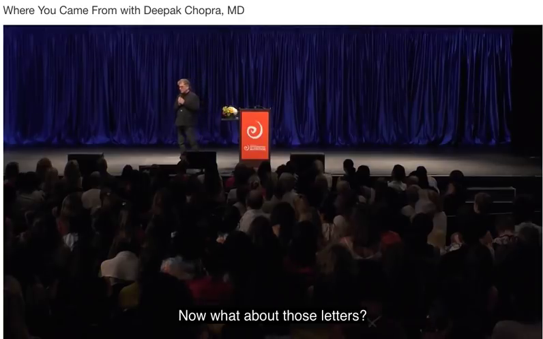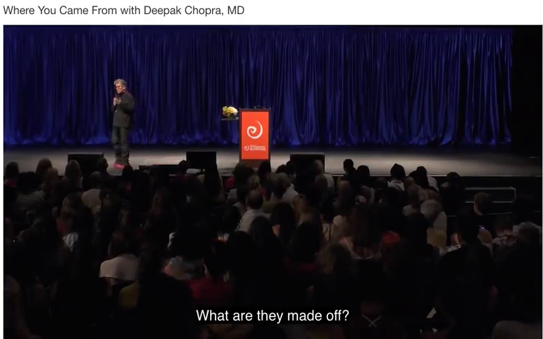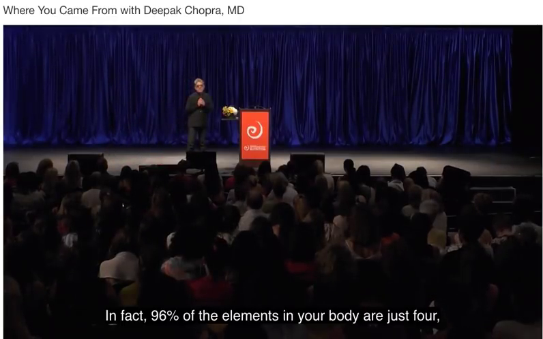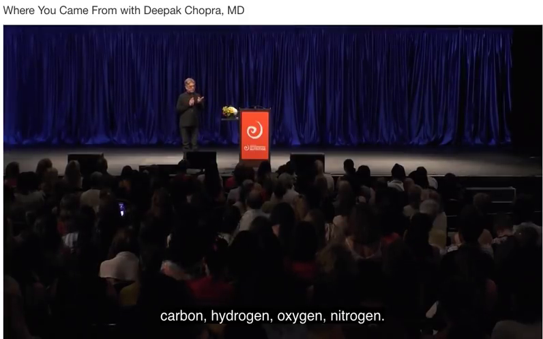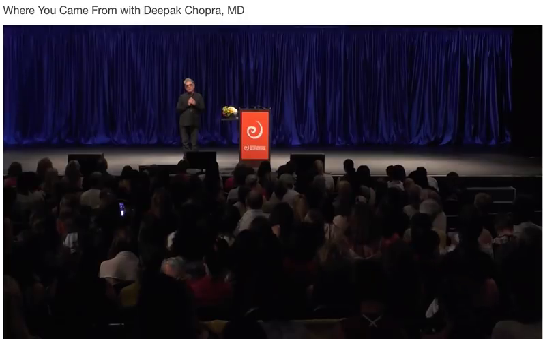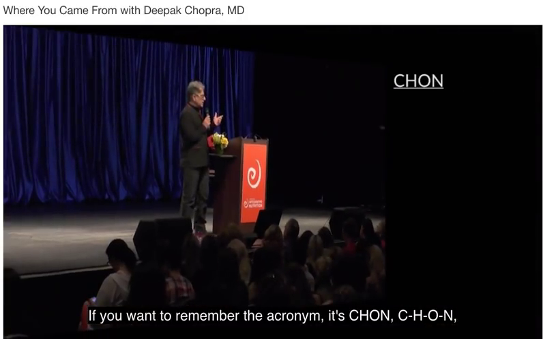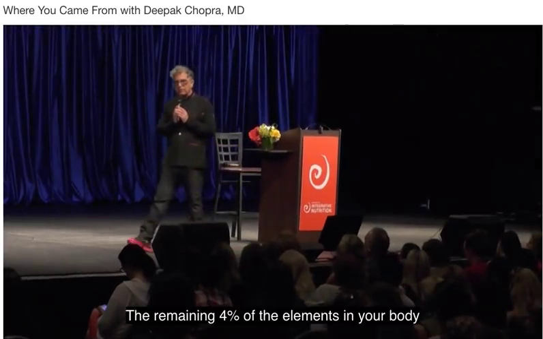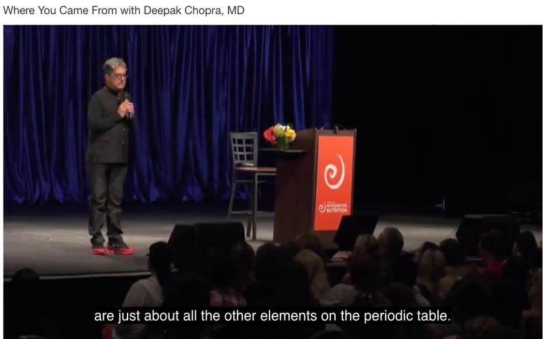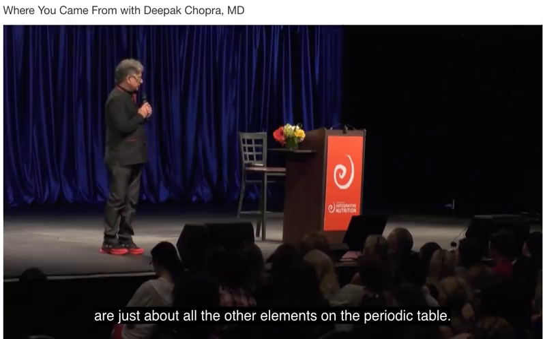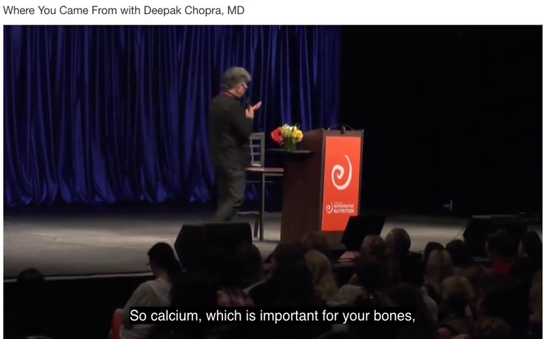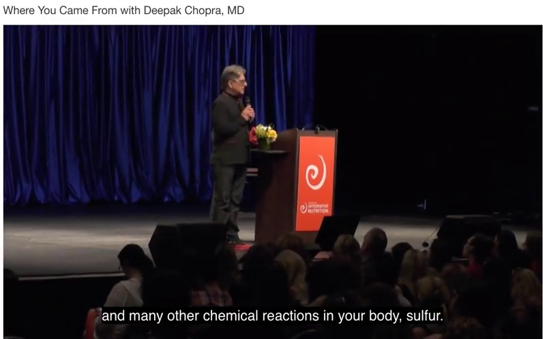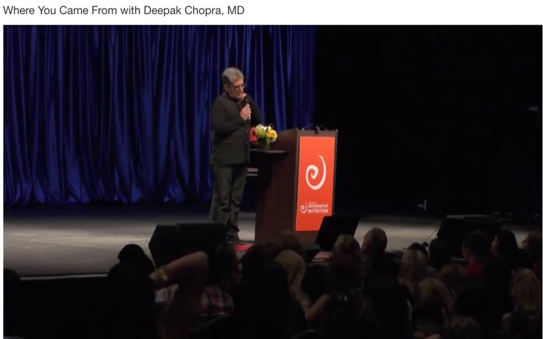Now what about those letters? What about A, T, C, and G? What are they made of? They're made of the elements. In fact, 96% of the elements in your body are just four: carbon, hydrogen, oxygen, nitrogen. If you want to remember the acronym, it's CHON, C-H-O-N. Carbon, hydrogen, oxygen, nitrogen. The remaining 4% of the elements in your body are just about all the other elements on the periodic table. So calcium, which is important for your bones, phosphorus, also in your bones, and many other chemical reactions in your body, sulfur. Where did these atoms come from?